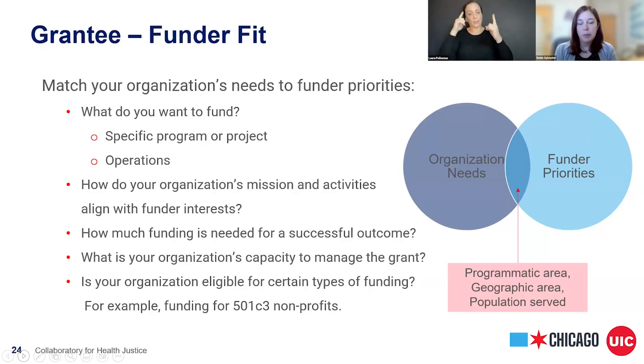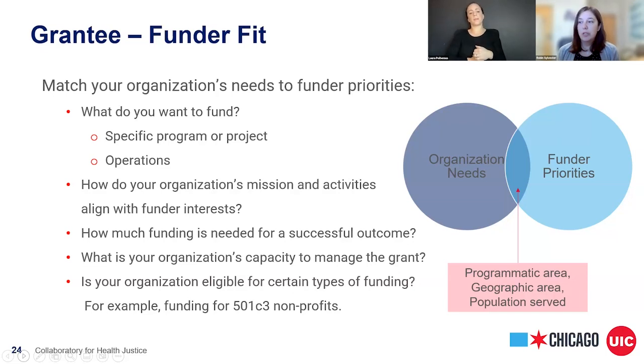How do your organization's mission and activities align with the funder interests? So this is really important because, as I mentioned in the previous slides, funders really focus on their specific area of interest or expertise. So you really want to make sure that your organization's interests align with the funder's interest. Another question to ask is, how much funding do you need for a successful outcome? So sometimes I'm looking for funding and I see an opportunity that looks really great, but when I look at the amount available, the amount may not be feasible for the project that we want to pursue based on my experience with how much that project costs.